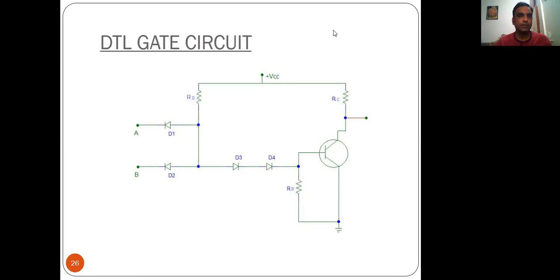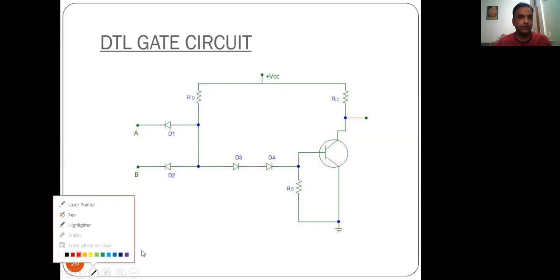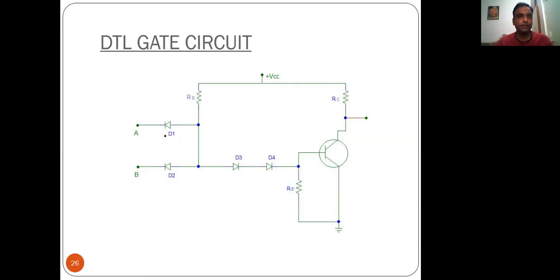In the DTL logic family, as you can see over here, there are diodes as well as a transistor. So these are diodes on the input side, and this is the transistor. This transistor will be on whenever you apply a high voltage in the input side, between base and ground. Whenever we apply high, the transistor will be on.